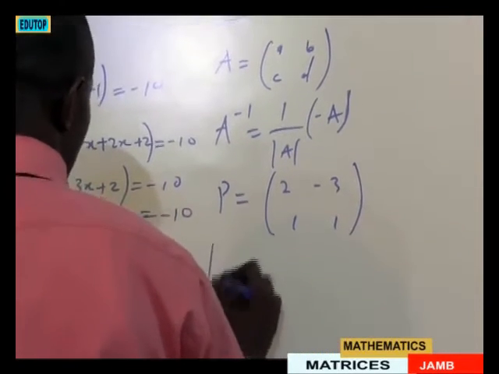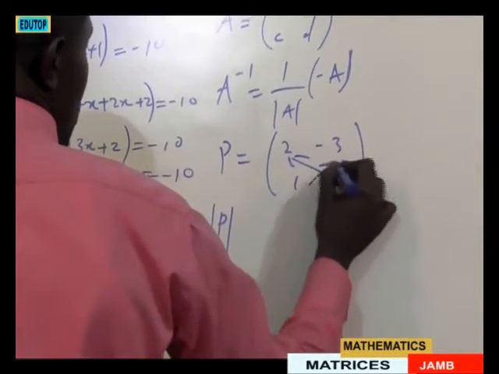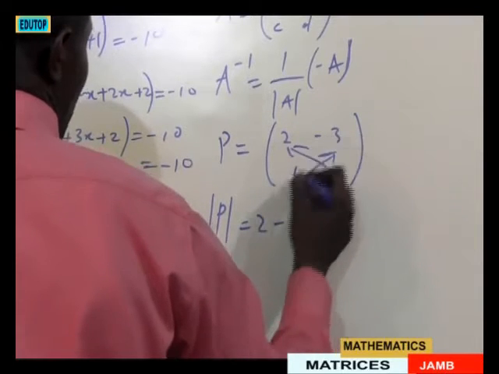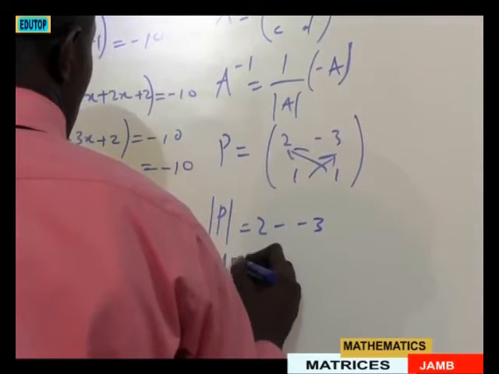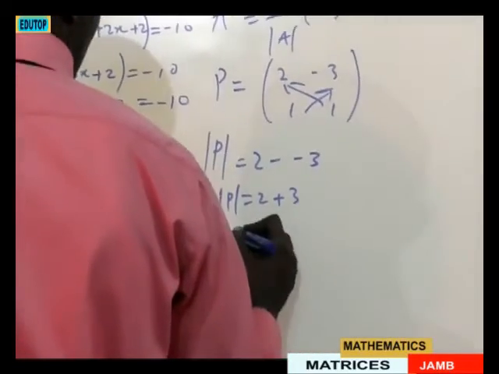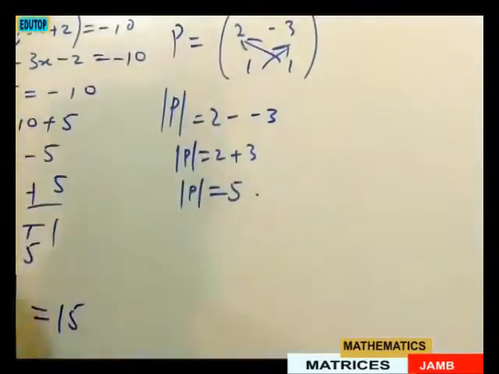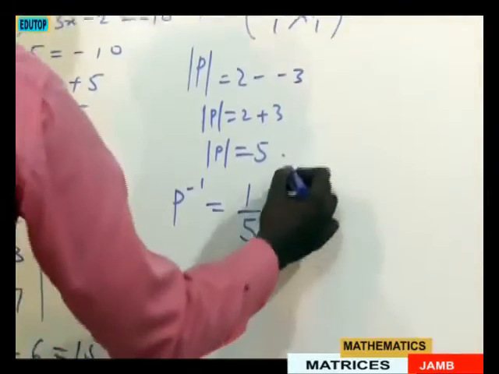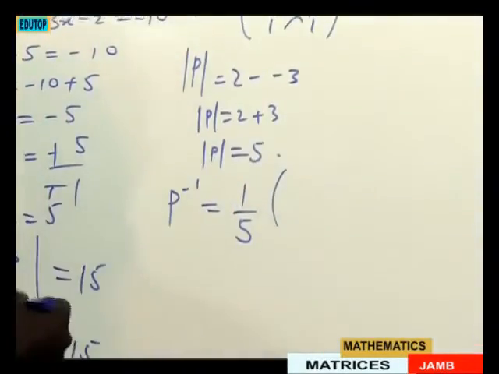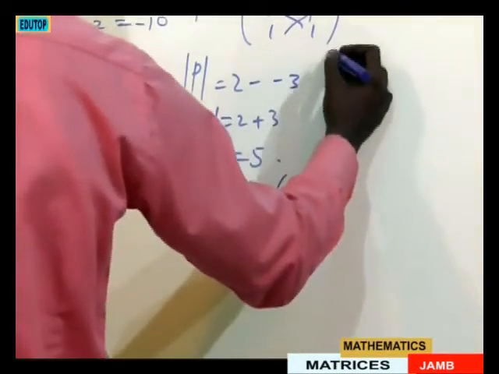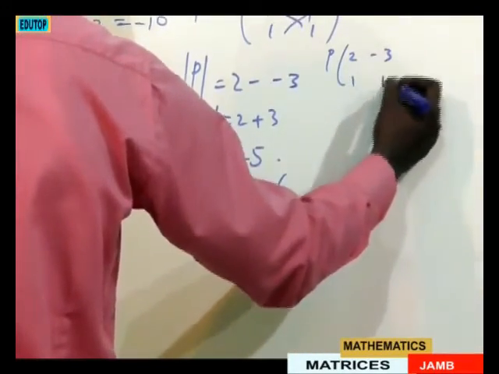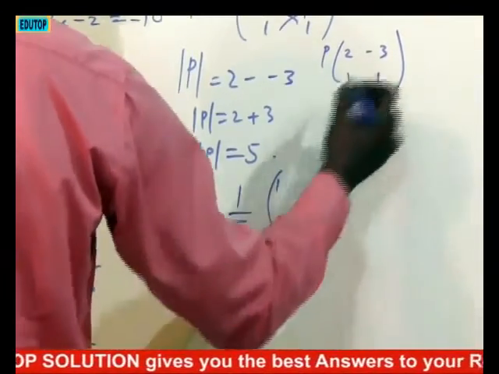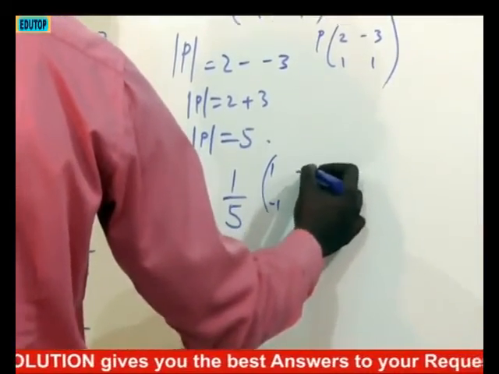So what do we do first? Calculate the determinant of P. So we'll cross it. That will be 1 times 2, minus 3 times 1, minus 3. So logically our determinant will be 2 plus 3, and that is 5. Now P inverse automatically will be 1 over 5 into, where is our P? Our P is 2, minus 3, 1, 1. So in that situation, we interchange the leading diagonal. We have 1, 2. Then we change the sign of the other diagonal, minus 1, minus 3.